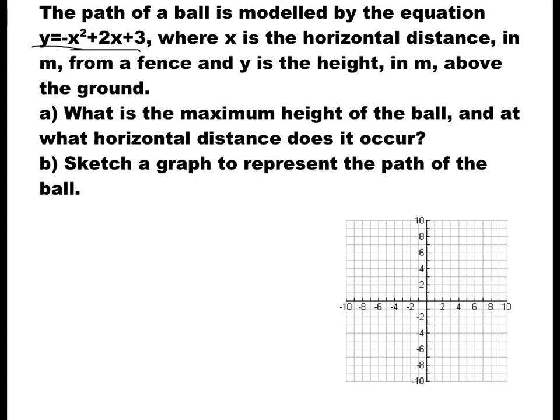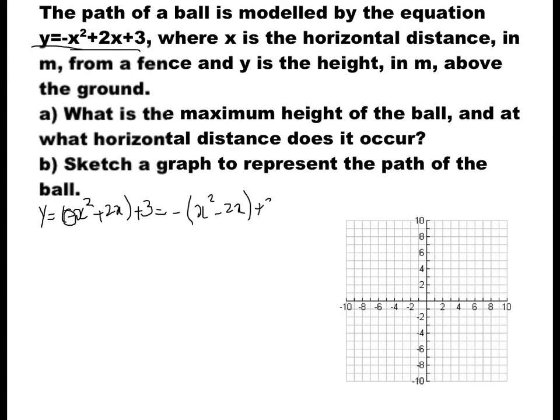Again, to find the maximum height, we are going to use completing the square to change this one to a vertex form. So, as usual, I'm going to take the first 2 terms that have the variable, and I'm going to write minus x squared plus 2x plus 3. Now, since the leading coefficient is not 1, I'm going to factor out -1. So I'm going to say negative x squared minus 2x plus 3.